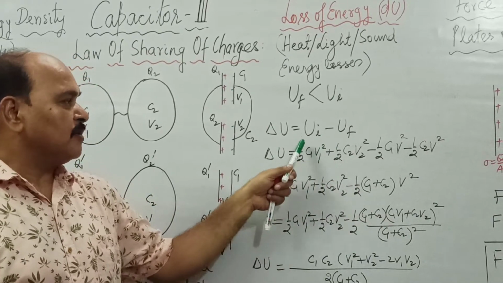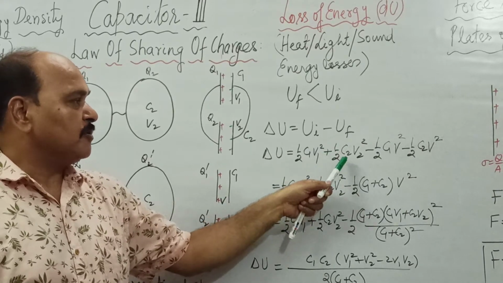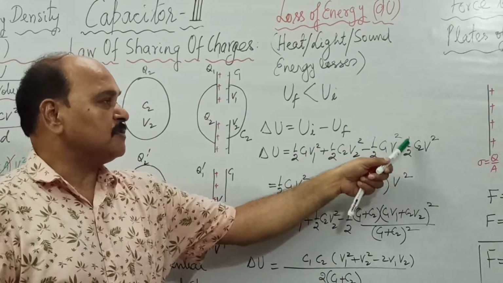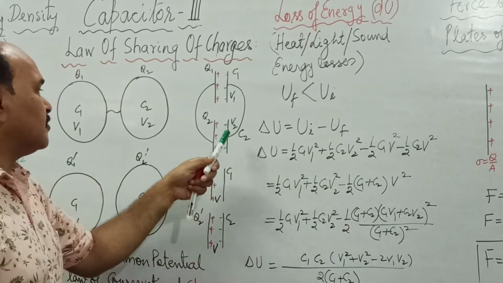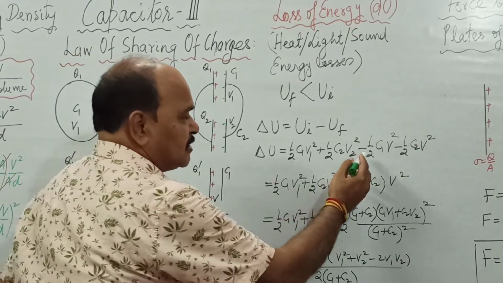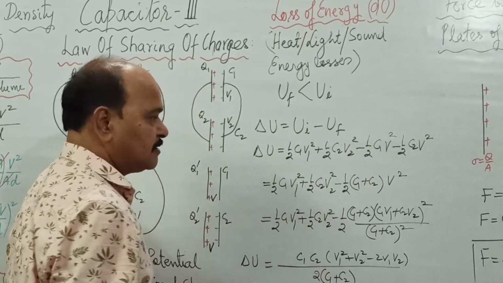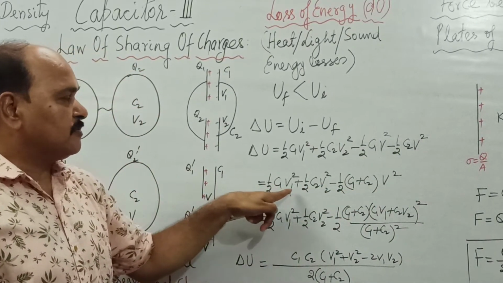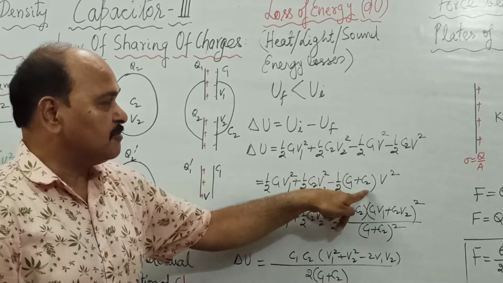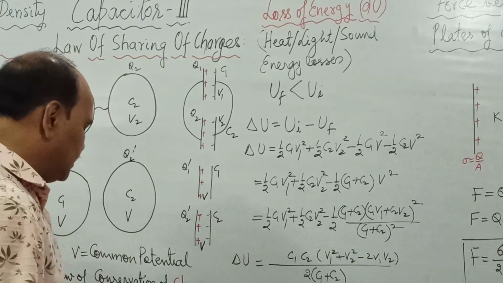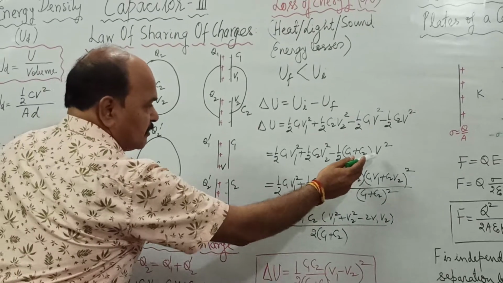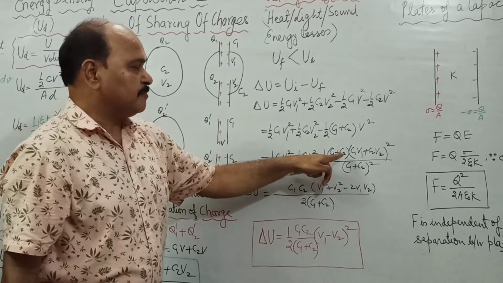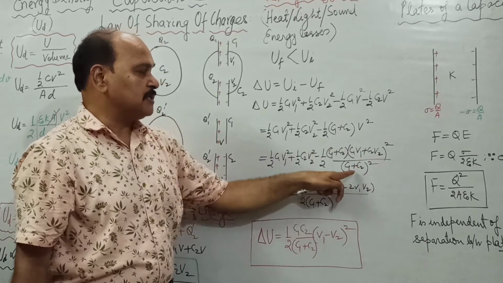What is UI? UI is 1/2 C1 V1 square plus 1/2 C2 V2 square. What is the final energy? 1/2 C1 V square plus 1/2 C2 V square. Since we are subtracting it, we get a minus sign at both places. Now if we take V square common, we get 1 upon 2 C1 V1 square plus 1 upon 2 C2 V2 square minus 1 upon 2 (C1 plus C2) times V square. What is V? V is this. If we substitute this value of V here, what do we get? 1 upon 2 C1 V1 square plus 1 upon 2 C2 V2 square minus 1 upon 2 (C1 V1 plus C2 V2) whole square upon (C1 plus C2) whole square times (C1 plus C2).